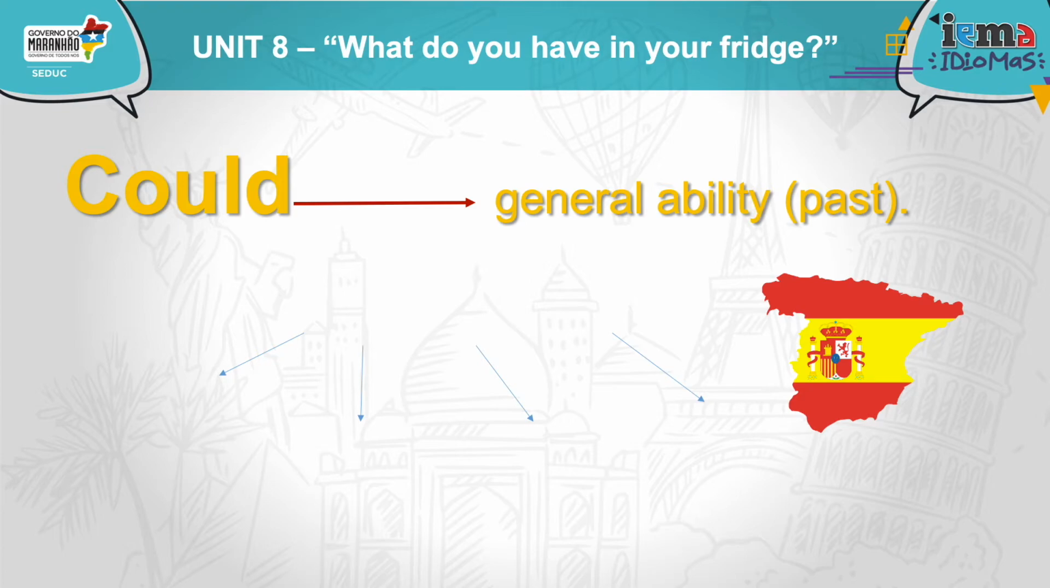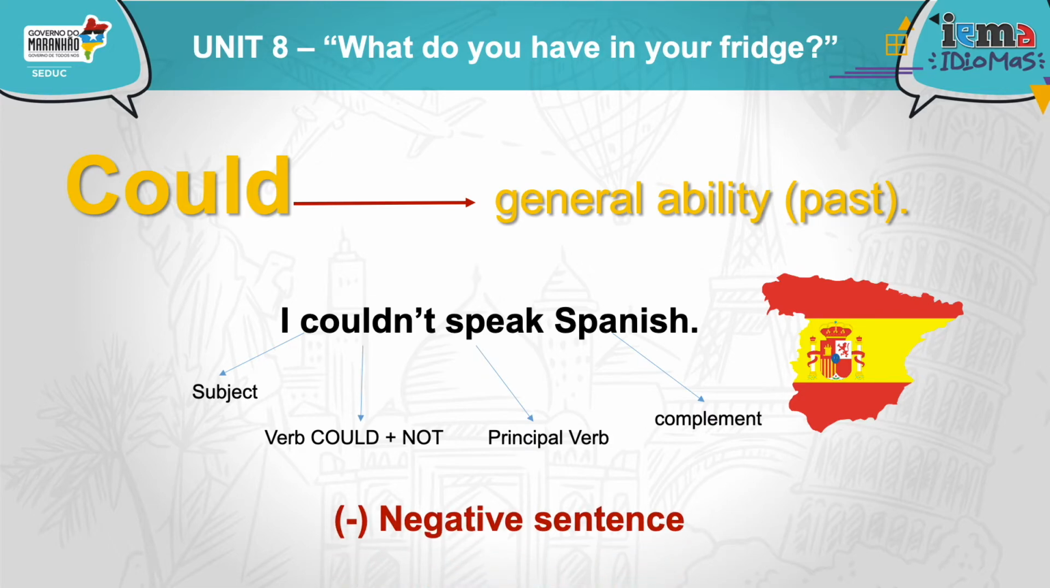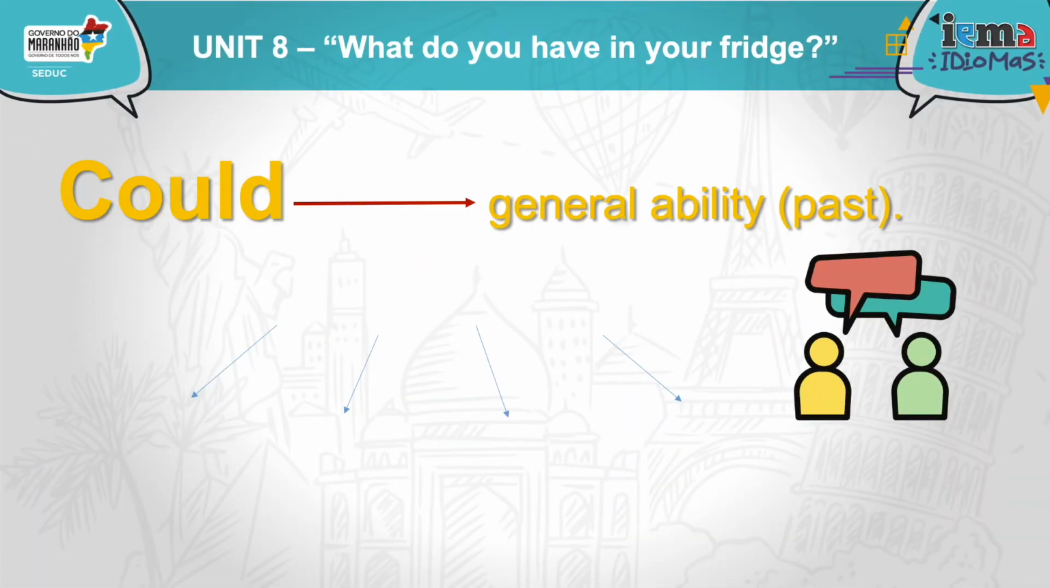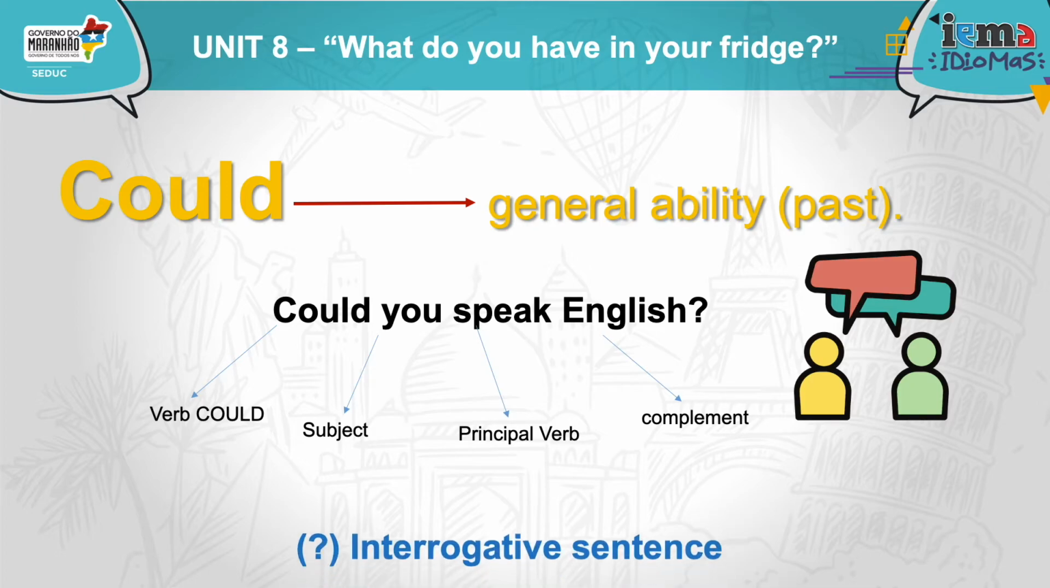Here we have the same example, but expressing something from the past. So I couldn't speak Spanish. There we have the subject, the verb could plus not, the principal verb speak, and the complement Spanish, and that is the negative form. To make the question, we follow the same rule from verb can. We put the auxiliary verb in the beginning, so could. Then we have the subject, the principal verb, and the complement, and that makes the interrogative sentence.